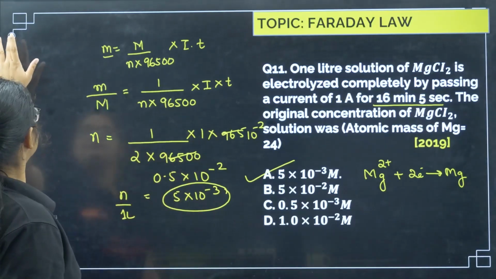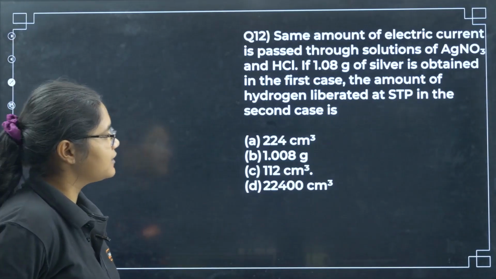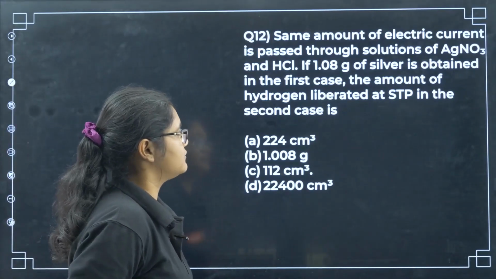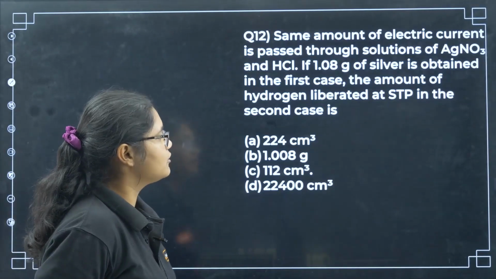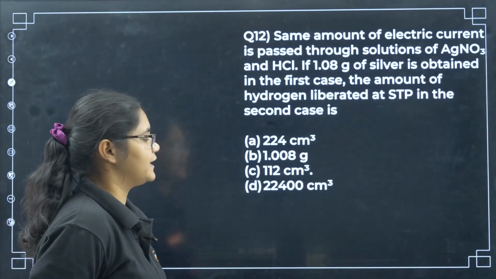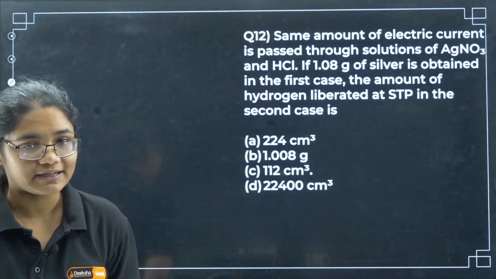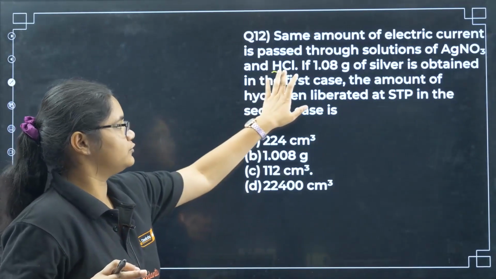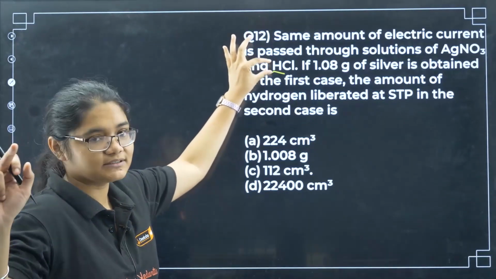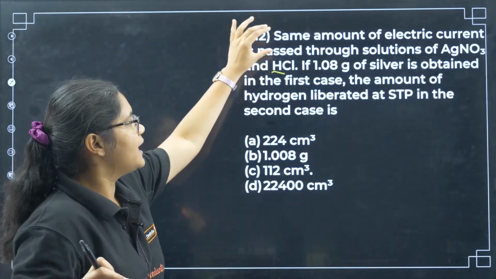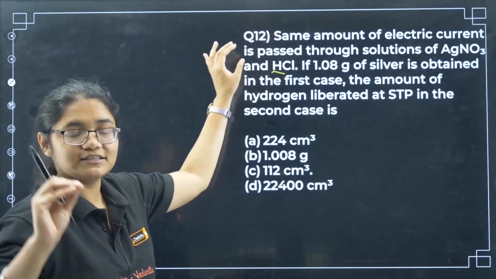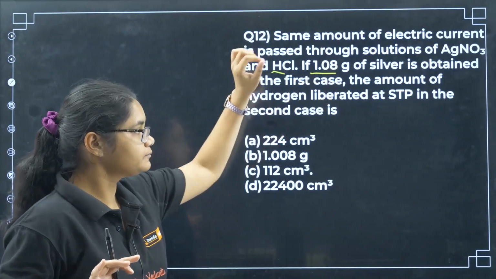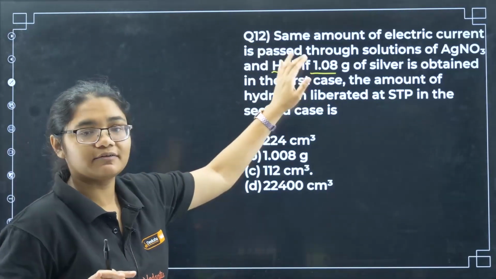Okay. Next, same amount of electric current is passed through the solutions of AgNO3 and HCl. If 1.08 gram of silver is obtained in the first case, the amount of hydrogen liberated at STP in the second case. Okay. So this is also a question from Faraday's law. Now see, you are giving same amount of current to silver and to your HCl solution. In HCl what will happen? H+ will move towards the cathode, hydrogen gas will be liberated, and in the AgNO3 what will happen? Ag+ will move towards the cathode and Ag will get deposited. So we have already been given the mass of silver that will be deposited.